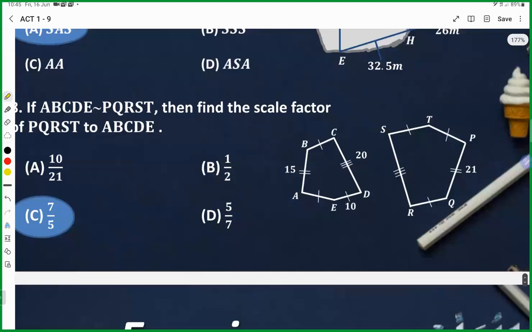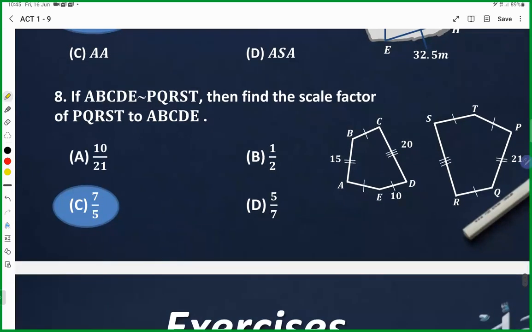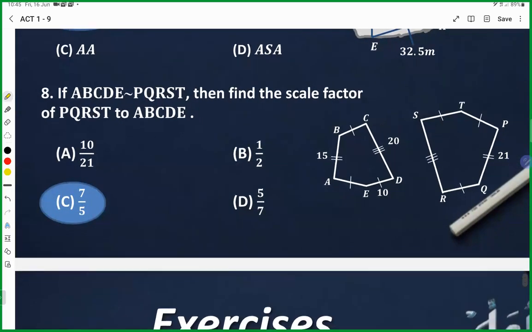Okay, one question and then I'm going to jump to chapter 10. If ABCD is, check the similarity sign, similar to PQRST, then find the scale factor of PQRST to ABCDE. Done. Okay.